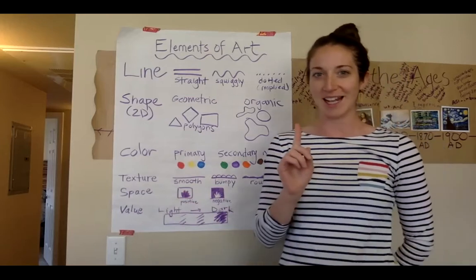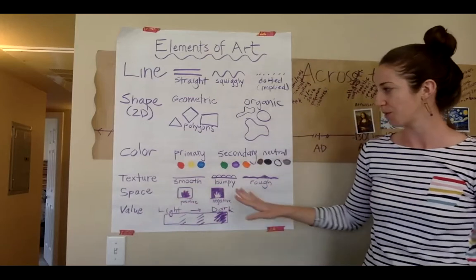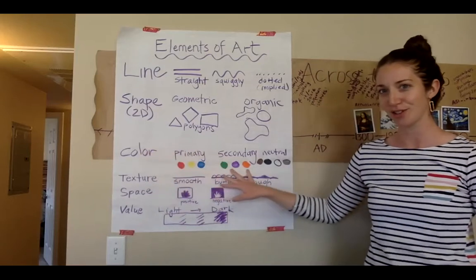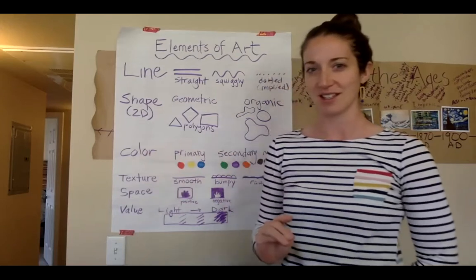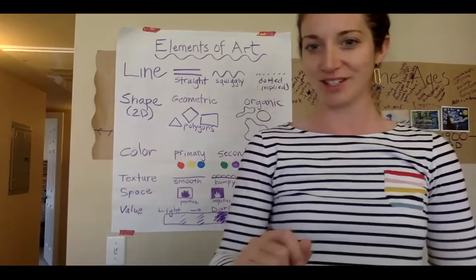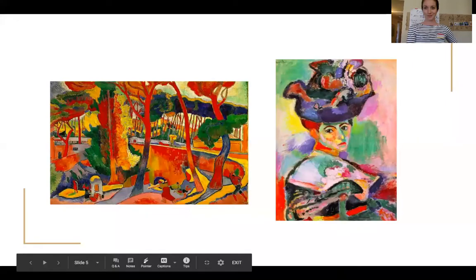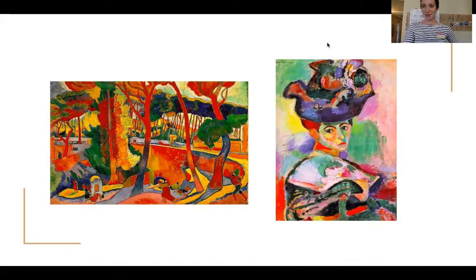I want you to pick at least one of those, and my hint is that I would recommend color, as the Fauvists are known immensely for their color. And I want you to see what you notice about this Fauvist art. All right, here we have two of our first Fauvist paintings. What do you notice specifically about the colors? Do you notice about the lines? About the shapes?